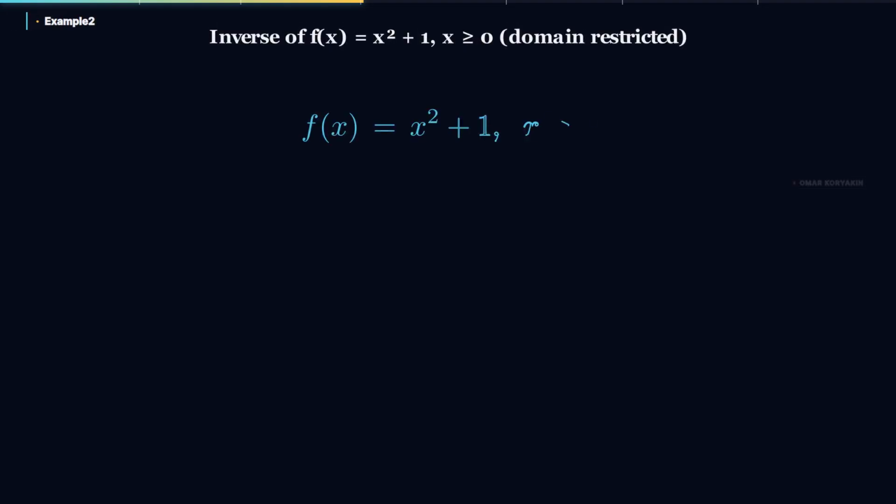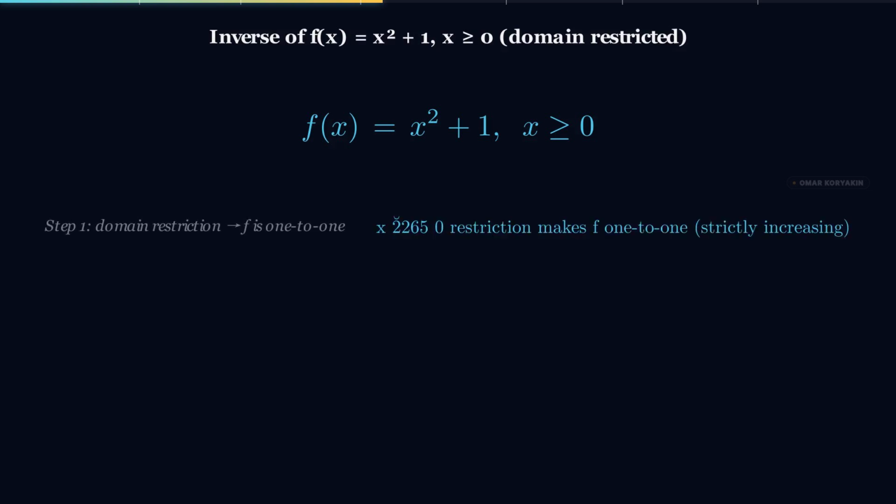Here is the second worked example. Find the inverse of f of x equals x squared plus 1 with the domain restricted to x greater than or equal to 0. The domain restriction is essential because x squared by itself is not 1 to 1 over all real numbers. Restricting to non-negative x makes f 1 to 1 and invertible.